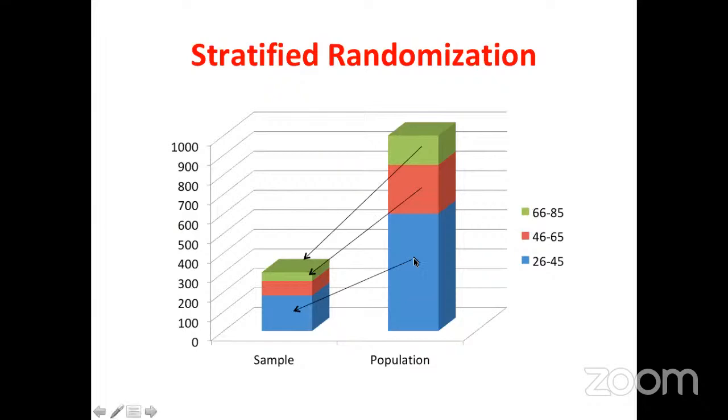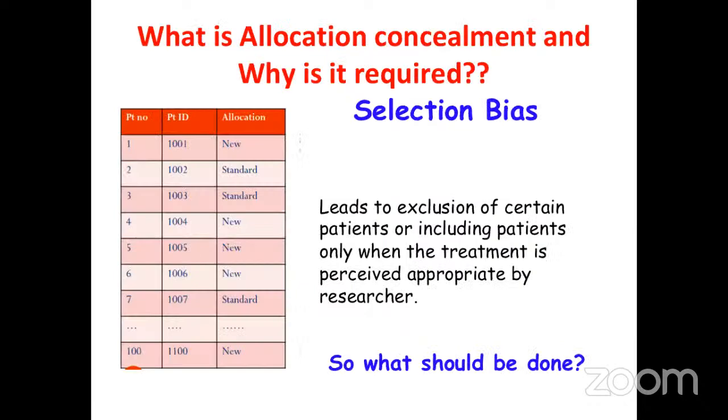You select the population and among them randomly select, like, 26 to 45 years, one set of patients, 46 to 65 years, another set of patients, and 66 to 85 years, another set of patients. And finally, you make a simple sample from a sample size. This is known as the stratified randomization technique. Now we're done with randomization.